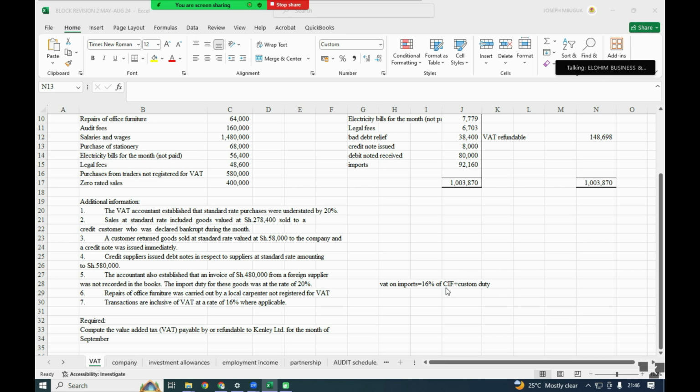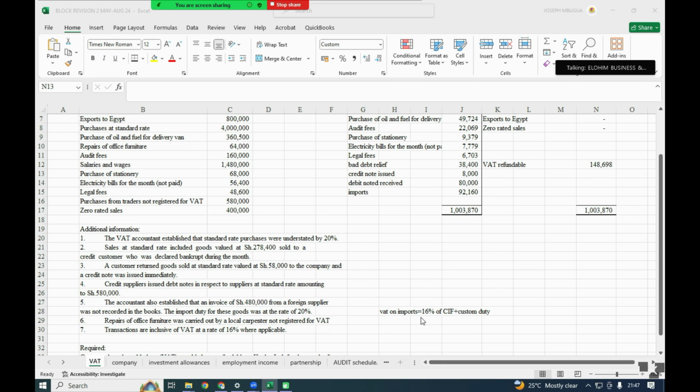But if you are told it is only the cost, and they tell you the insurance was this and the freight charges were this, you're supposed to combine all the cost, insurance, freight, and again you add the custom duty. Custom duty is normally a percentage of this CIF value, so that you now get the total cost of those items, which will be subjected to VAT at the rate of 16%.